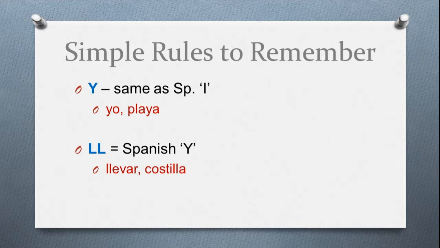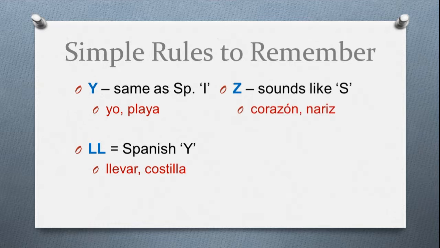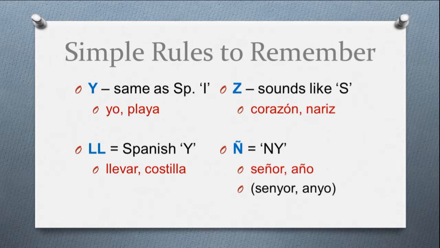The double L is the same as the Spanish Y, which I just said was the same as the Spanish I. So those 3 letters actually all make the same sound. Llevar, costilla. Z sounds like an S. Corazón, nariz. And Ñ is an N and Y together, as in señor, año. Notice that if you replace the Ñ with NY, it sounds exactly the same.